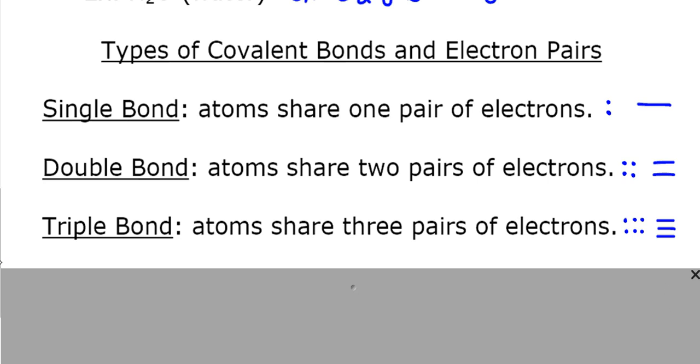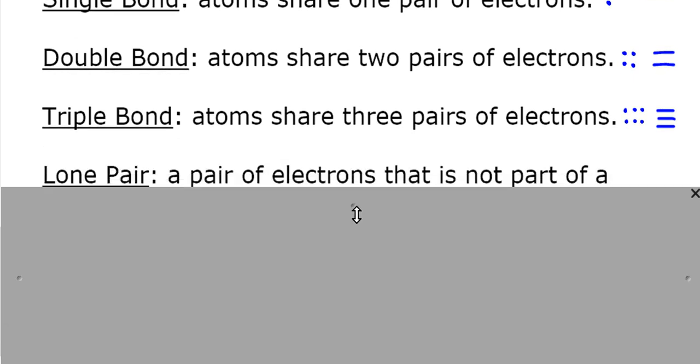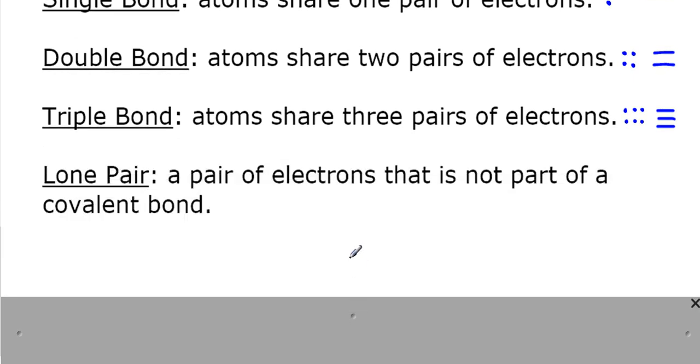Sometimes in our diagrams we have electrons, but they don't bond with anything. If that happens, we have something called a lone pair. These are electrons that are part of the structure, but they're not actually in a bond. You just draw two dots and it would sit beside the symbol for the element.